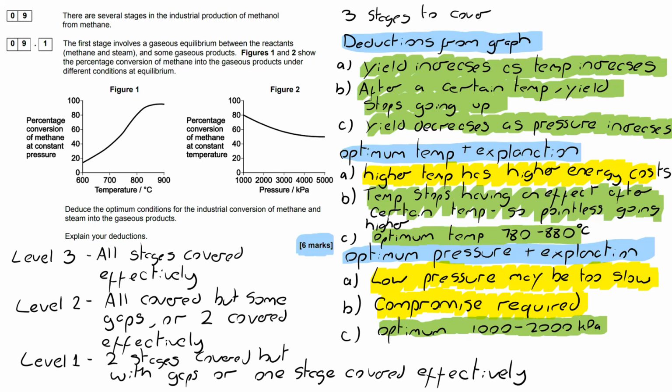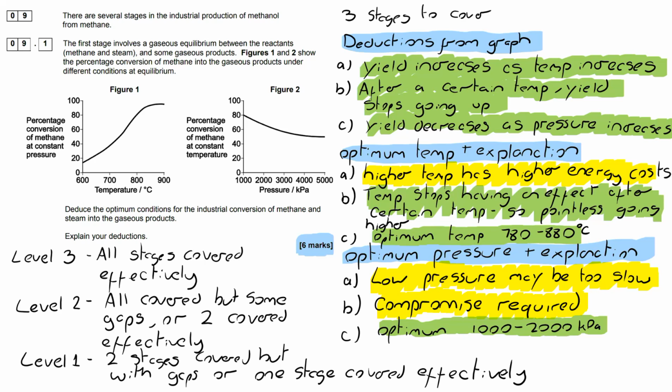In terms of the breakdown, in very simple terms, and it's more detailed in the actual mark scheme, to get into level 3, 5 or 6 marks, all of the stages need to be covered effectively. That will often mean you've got to get 2 out of 3 of the things that are listed here. To get a level 2, 3 marks or 4 marks, you can have attempted all 3 of them, but with gaps, so more than 1 gap, or 2 of them can have been covered effectively. And to get a level 1, 1 mark or 2 marks, you would need to have covered 2 of the stages to some degree, or 1 stage effectively covering all of the key details.